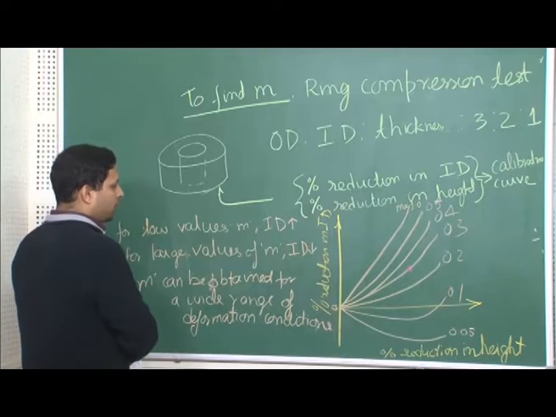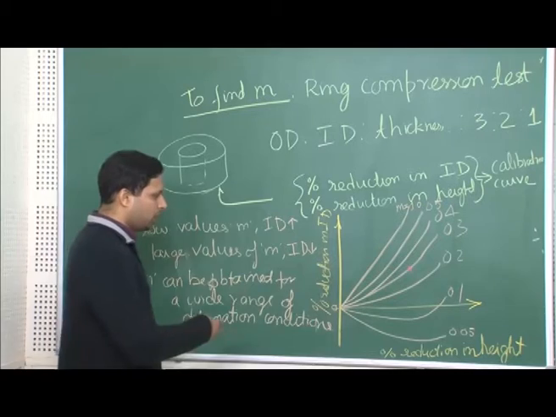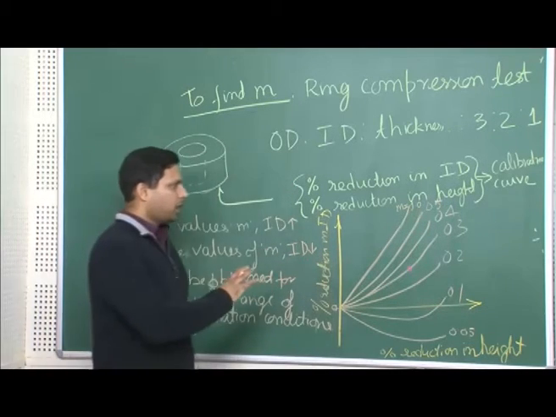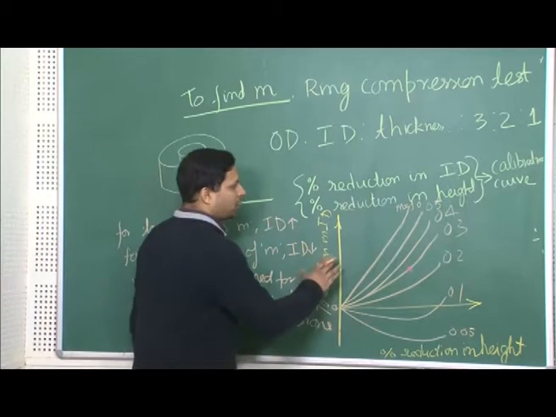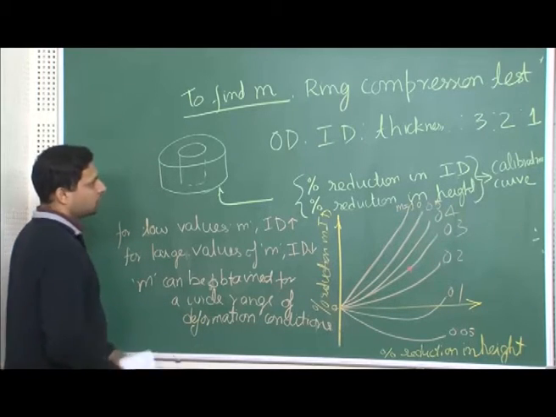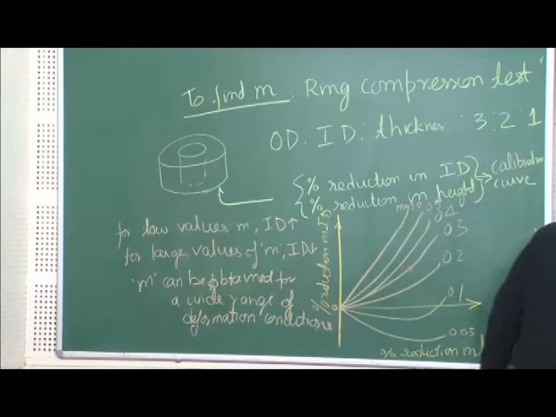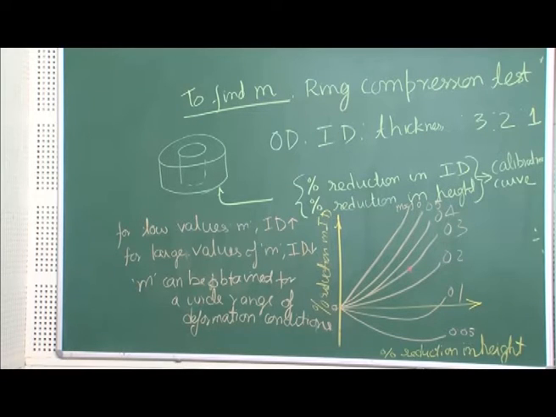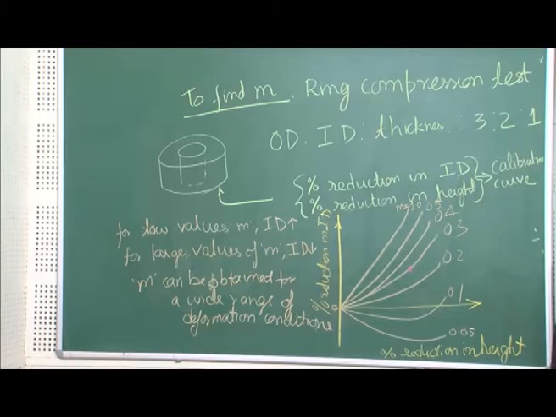So, that is the usefulness of this m: one, that it is easy to obtain, and two, that it can be used for a wide range of deformation conditions. We have seen a lot of things about friction, but that is not all. There is still more to know about friction. What else does friction do?